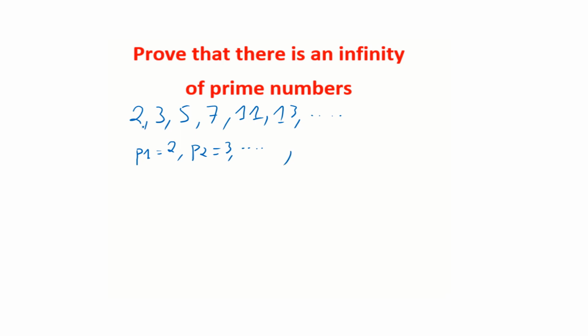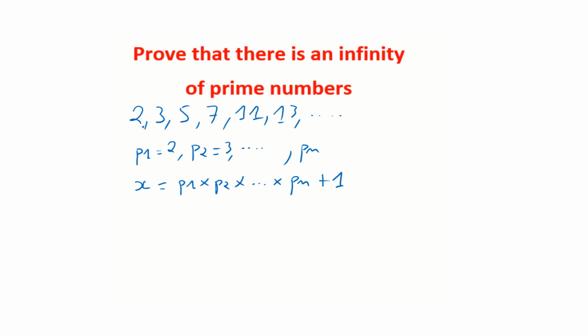We are going to assume that there is a finite number of prime numbers, and we are going to call the last one Pn. We don't know what this number is, but probably a very large number. And we are going to consider a new number x, which is equal to P1 times P2 times ... times Pn, the product of all the prime numbers, and we are going to add 1 to this number.